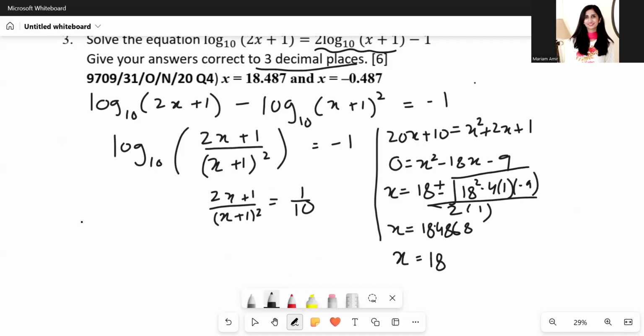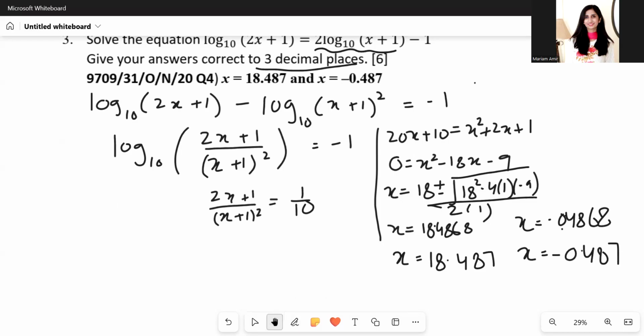So 18.487. And the other answer is negative 0.4868. Rounded to three decimal places, it's negative 0.487. Okay, now look at the equation again.